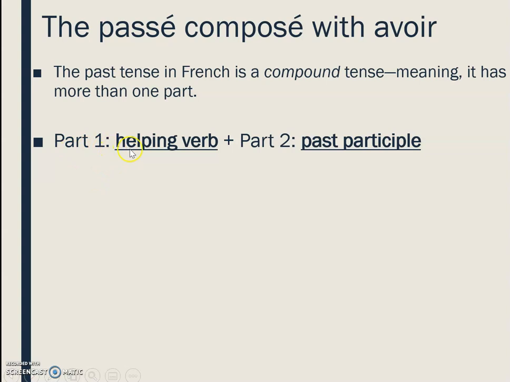The first part is the helping verb. In this case, the helping verb is going to be avoir. So we need to know how to conjugate avoir in order to form le passé composé. The second part of the passé composé is called the past participle, le participe passé.